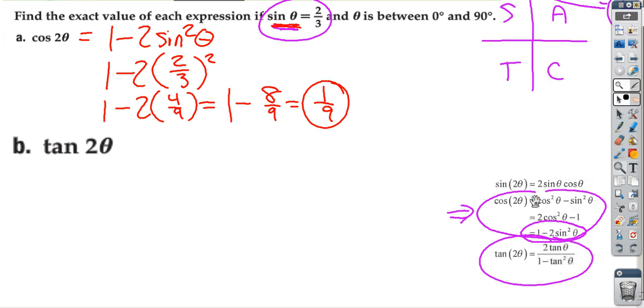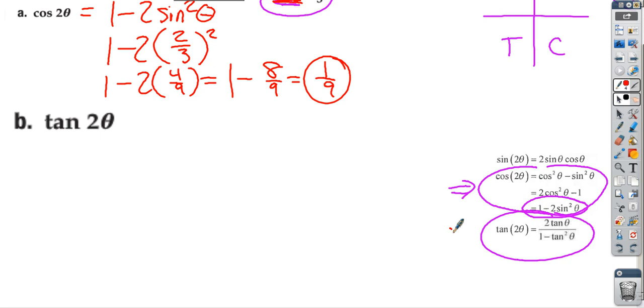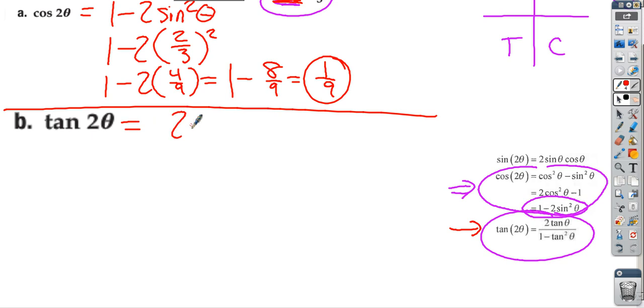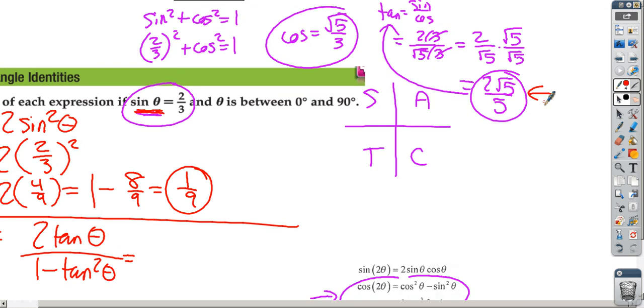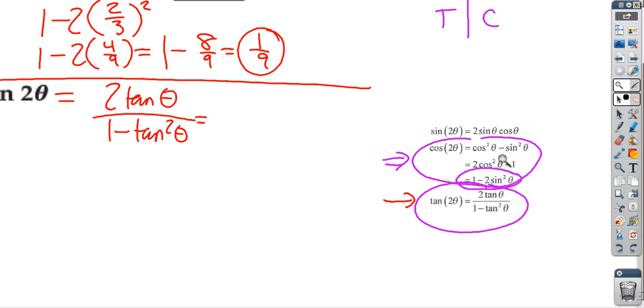The tangent is equal to this right here. There's only one identity for that. So let's just plug that in. So tangent of 2 theta is 2 times tangent of theta over 1 minus tan squared of theta. We found the tangent of theta up here. Just to recall, tangent of theta, we plugged in our sine and cosine, and we had that 2 radical 5 over 5. So let's just use that.